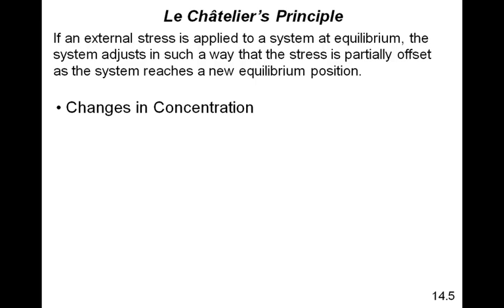So we have this constancy and we have change taking place at the same time. If you do something to the system, it offsets that constancy and it places a stress on the system. And the system will always react in such a way to partially offset that stress and reestablish equilibrium. We're talking about some type of stress that affects the equilibrium.